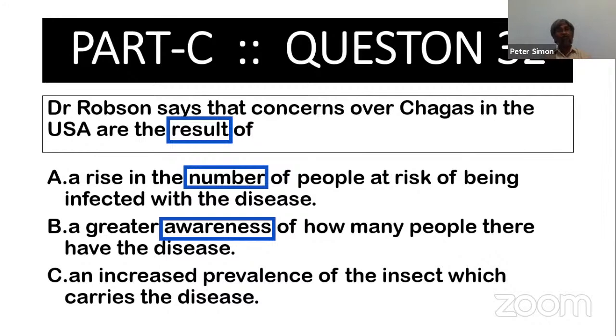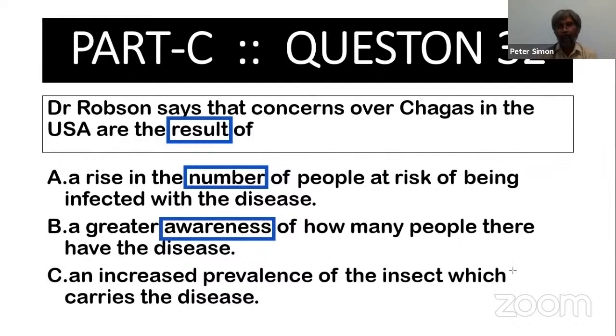You say prevalence is important. Prevalence of what? Of insect. So insect is important. Rise. Rise what? Number. Prevalence of the insect means presence. Presence of what? Insect. Insect is important there.